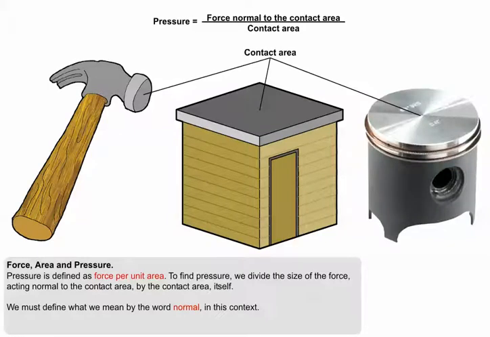Pressure is defined as force per unit area. To find pressure, we divide the size of the force acting normal to a contact area by the contact area itself. You may not have heard the word normal used in the way we have just used it.